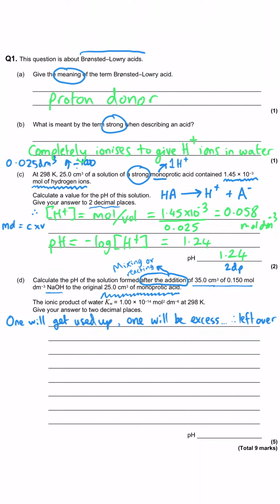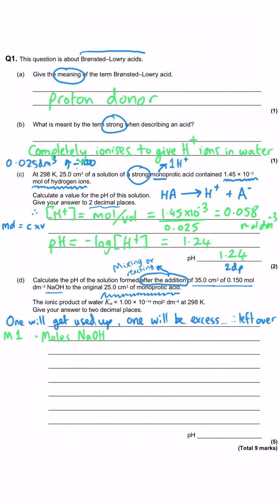And the one that's in excess won't get used up, and so there will be some hydrogen ions or some hydroxide ions left over, depending on which thing is in excess. And so our first job is always to work out the moles of all of the chemicals involved.